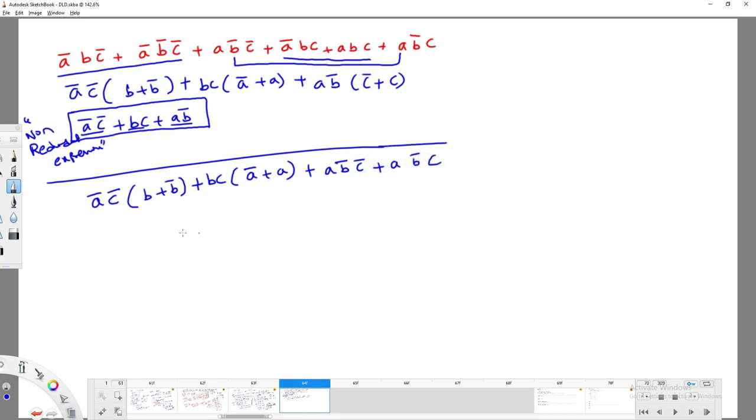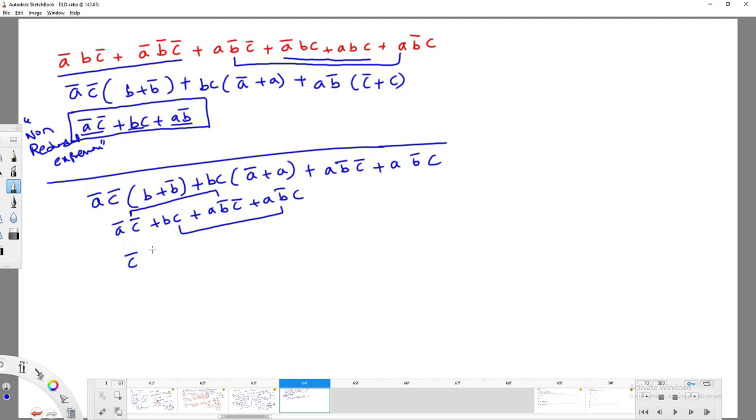Okay, fine. Now try to solve it. You are going to get A bar C bar plus BC plus A B bar C bar plus A B bar C. Now try to work with these two and with these two. If we try with these two, what will happen? What is the common term you can observe? C bar.